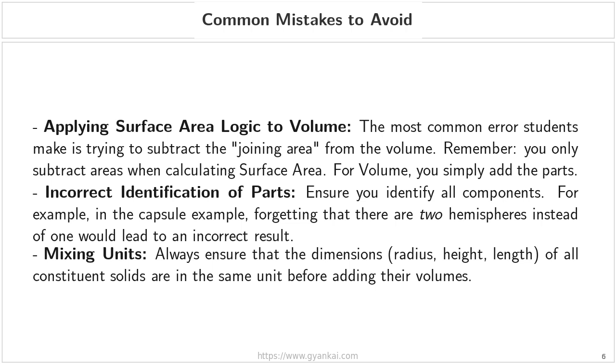If you can avoid these 3 mistakes, you will be well on your way to mastering the principle of additive volume. Let's move on to our final summary. Key takeaways. All right, we have reached the end of our lesson. Let's take a moment to recap the key takeaways so you can approach any complex shape with confidence.